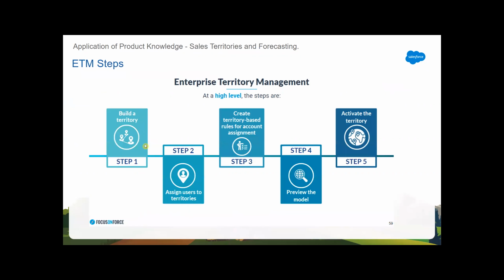Now, let's talk about this enterprise territory management for just 1 minute. There are steps, and these steps have babies. When I say babies, there are multiple layers on each of these steps. So at the high level, step one in doing enterprise territory management is to build the territory. Step two, assign users to territories, and then you guys can read this as we go. And again, this is something that you want to make sure that you do before you can even try to set up a territory hierarchy.